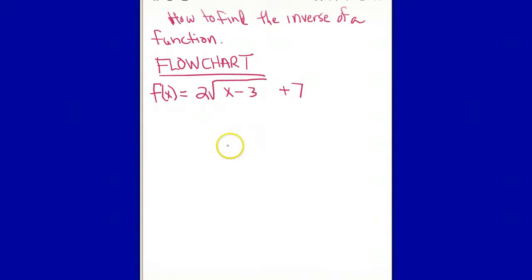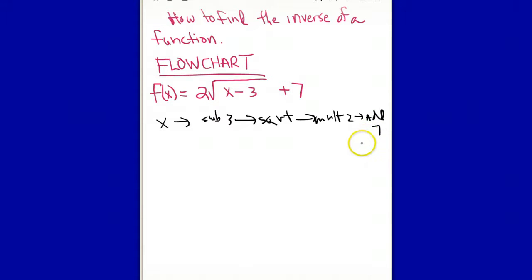But the most difficult one is changing it over, finding its inverse if you're given an equation. What you do is basically, it's called a flow chart, but you just tell me what you're going to do with x. So for instance, if I gave you x and I said, what would you do with it first? Well, hopefully you would say I would subtract 3. Then I would take the square root. Then I would multiply by 2 and then add 7. And that will give you y.